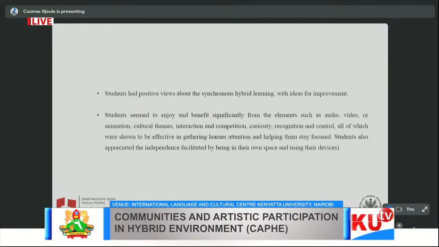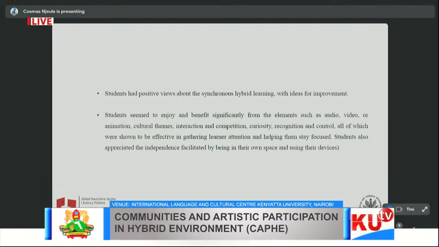Students had positive views about the synchronous hybrid learning, with ideas for improvement. Students seem to enjoy and benefit significantly from elements such as audio, video, or animation, cultural themes, interaction, and competition, curiosity, recognition, and control, all of which were shown to be effective in gathering learner attention and helping them stay focused.